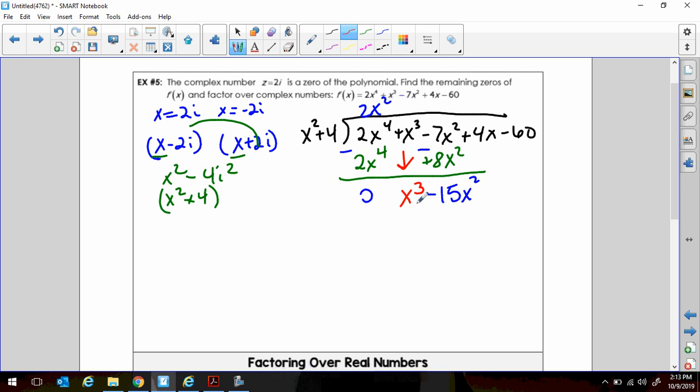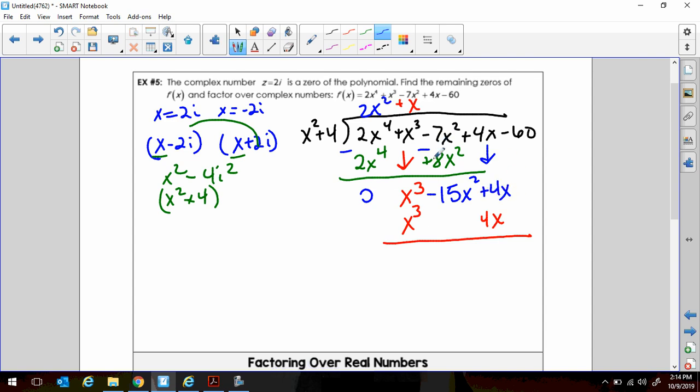X squared goes into x cubed x times. So plus x. X times x squared is x cubed. That's what we wanted. Good. X times 4 is 4x. I'm going to put it over here. You can't subtract it from an x squared. So what I'm going to have to do is actually bring it down.